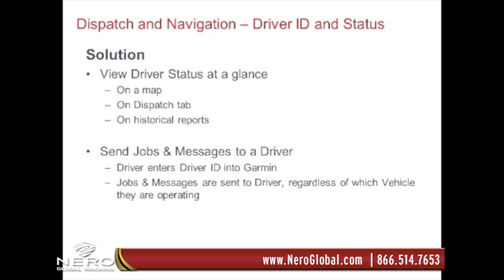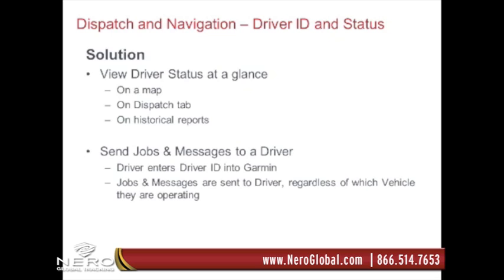The solution is twofold. One is implementing on the Garmin and in our web interface something called driver status, and that allows a dispatcher, someone who's operating the web interface, to see at a glance the current status of a driver as the driver has self-reported. You can see that status on a map. You can also see it in our dispatch tab, and I'll get into the details of what our dispatch tab is, and also in historical reports for later review.